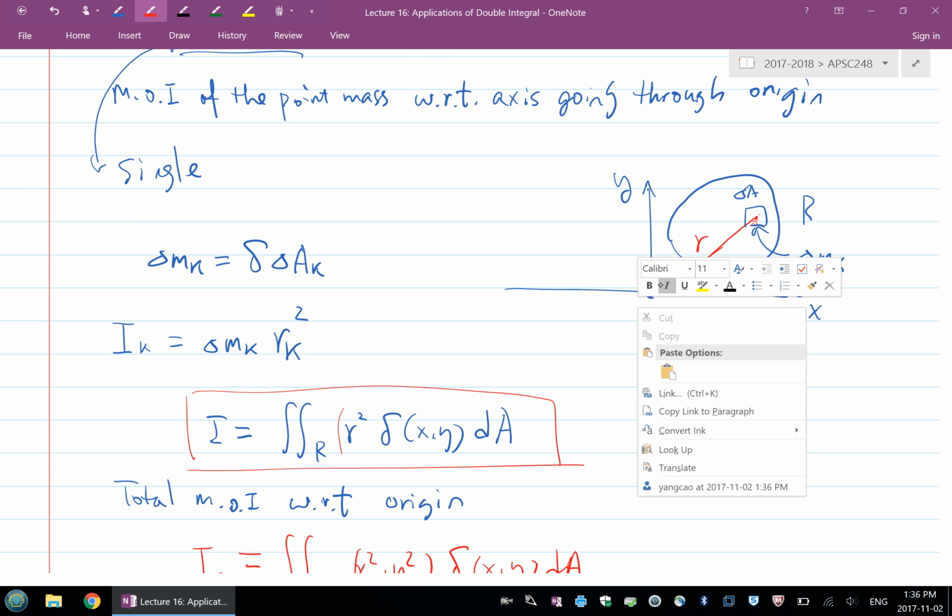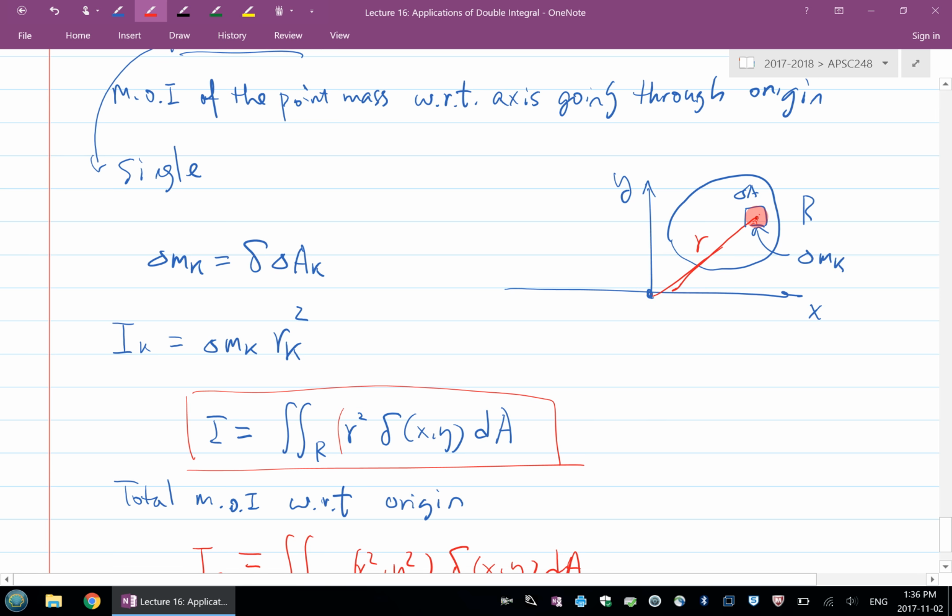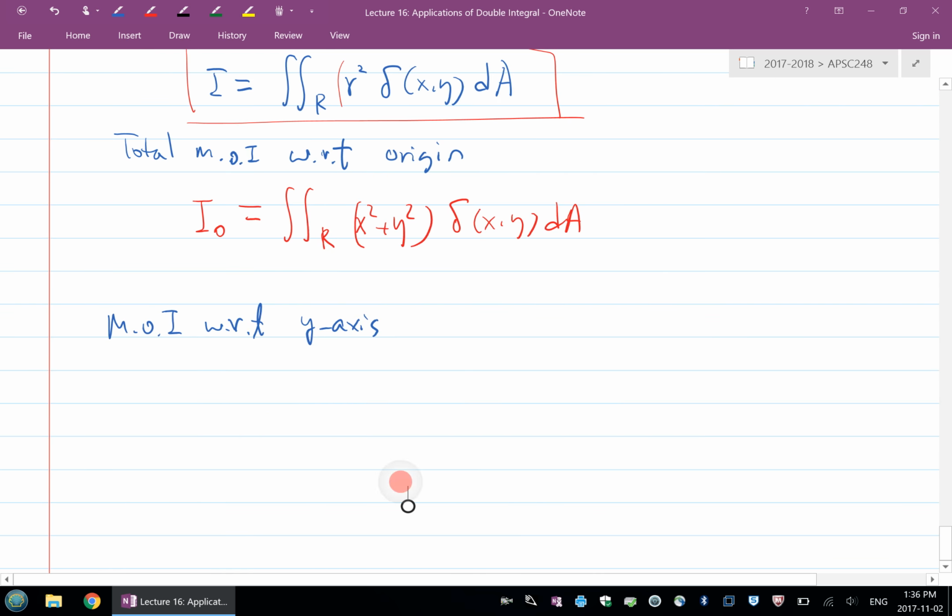If with respect to the y-axis, then you go from here times what distance squared times this portion here. And what is this portion? This is basically xk in this case. So that mass times xk squared gives you the moment of inertia about the y-axis. Then you add all of them up, you get Iy equal to the integral of x squared times delta dA.